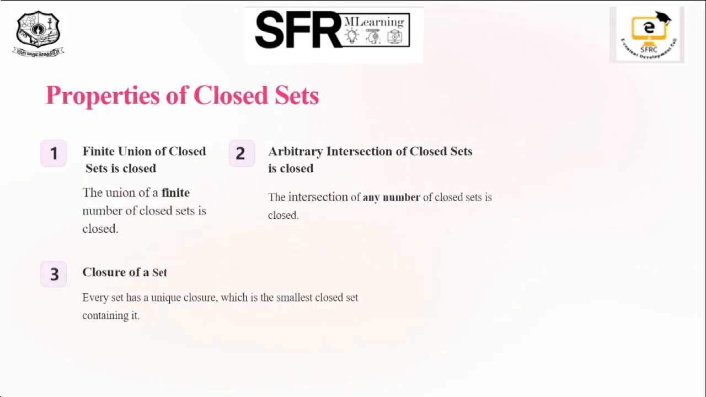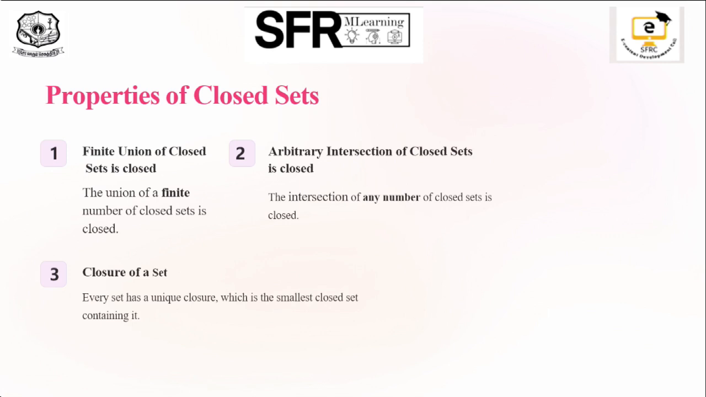For the next slide, we have listed the properties of a closed set. The first property is about the union of closed sets. If you take a finite number of closed sets A1, A2, etc., An, their union, that is A1 union A2 union etc. up to An, is also a closed set. Therefore, we conclude that a finite union of closed sets is closed.